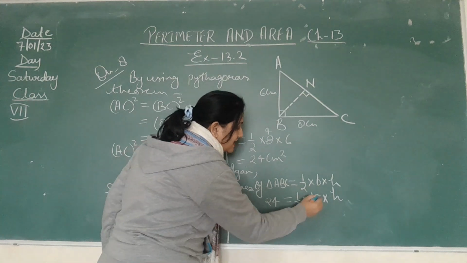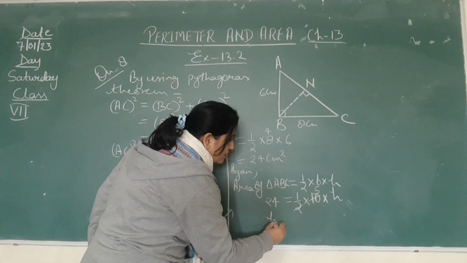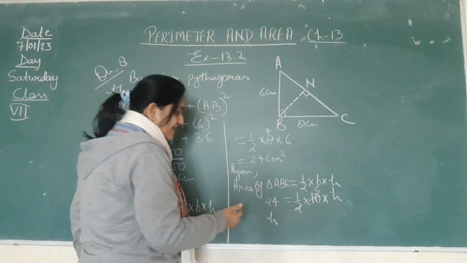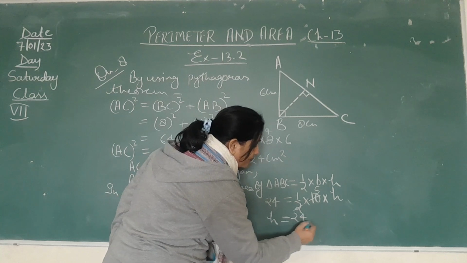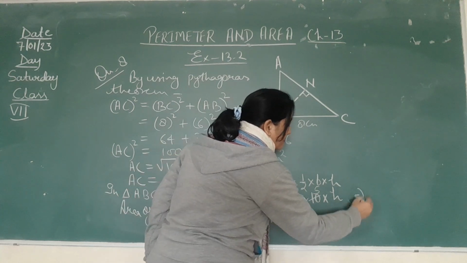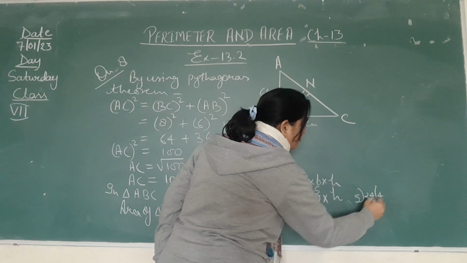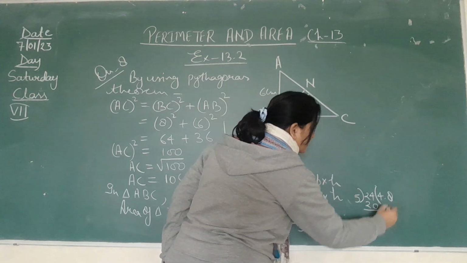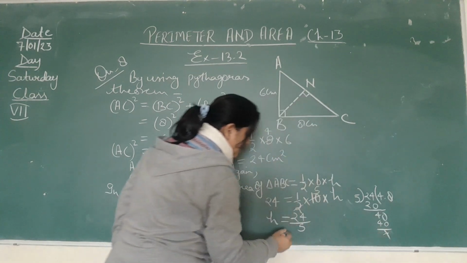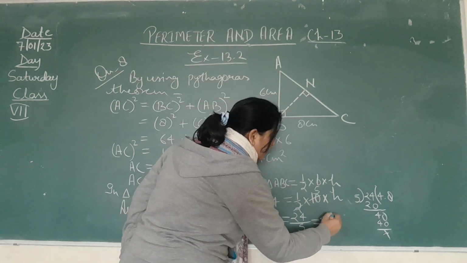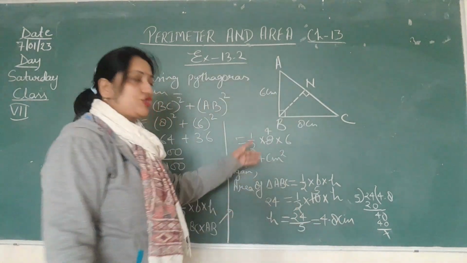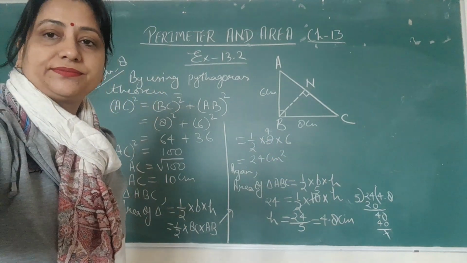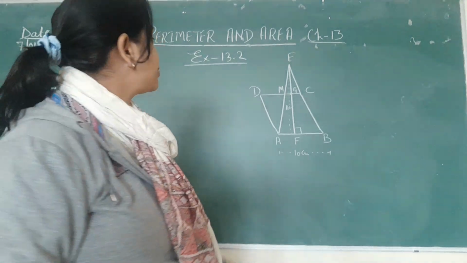So 2 5s are 10, and because here 5 is in multiplication with H, when we transpose, it will be divided. So 24 upon 5. 5 4s are 20, 4 decimal 40, 5 8s are 40. So your answer is 4.8 centimeter, which we had to find in this question. So this is the solution of question number 8. Now question number 9.